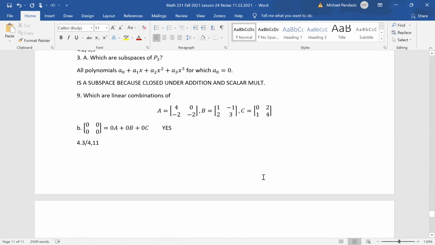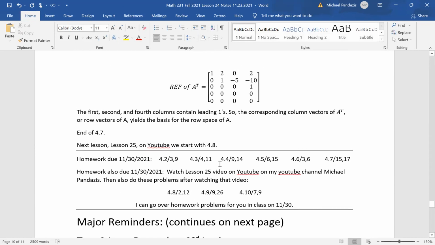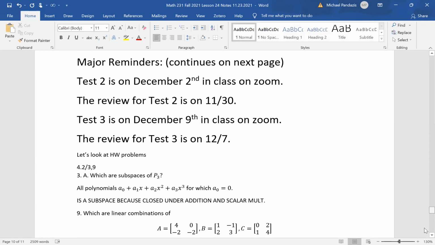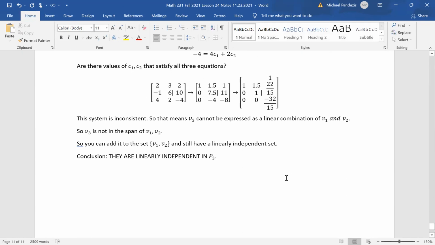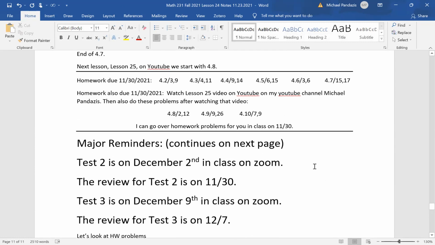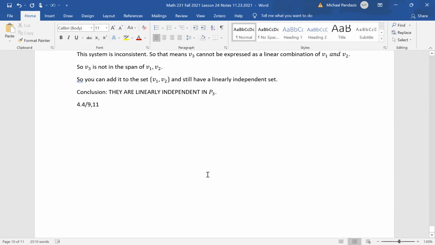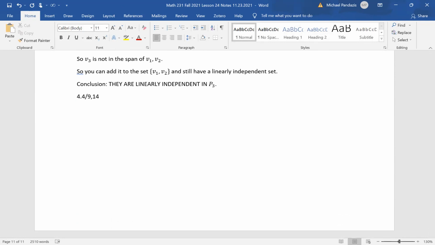Okay, in 4.3. Now, in 4.4, we have numbers 9 and 11. 9 and 14. So let's look at that. So 4.4, you have numbers 9 and 14. So let's do number 14.